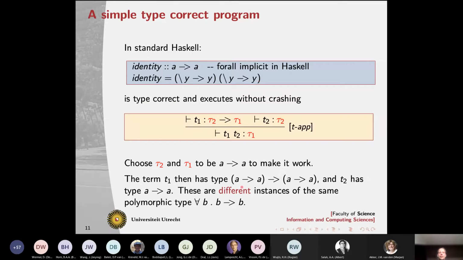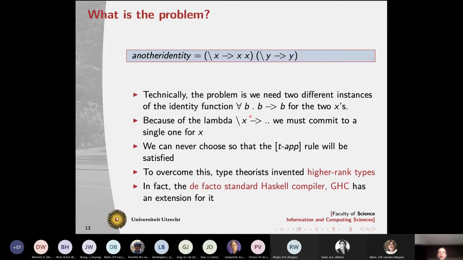Well, the problem is that here we needed two different types for our lambda y to y. One of the lambda y to y's was A to A to A to A, and the other y to y was A to A. But here, because of this lambda, we have to commit to one choice and one choice only as an instance. And these can never be mutually compatible. Well, this pissed a lot of people off when they found this out.